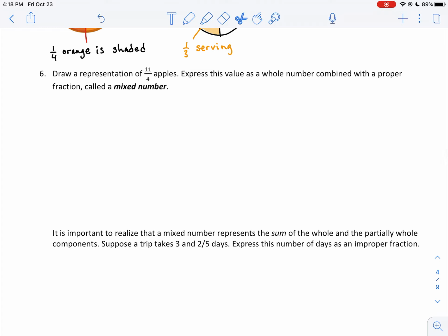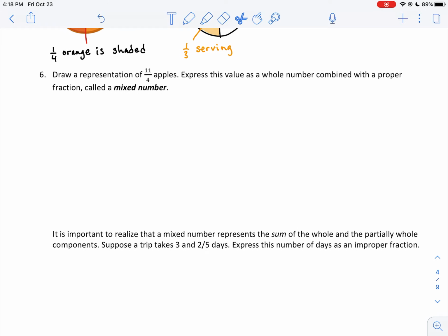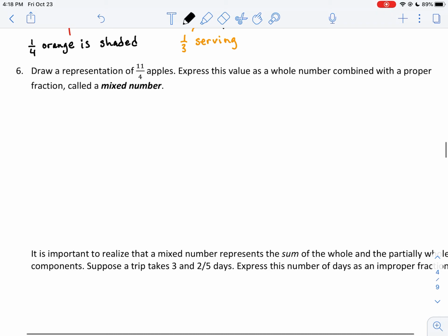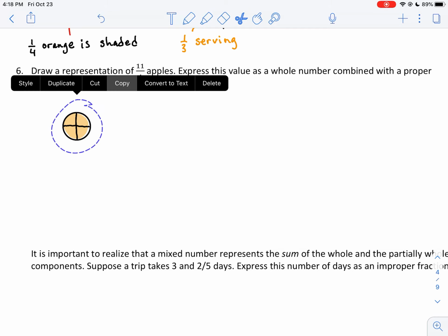Draw a representation of 11/4 apples. Okay, so since apples are round, let's go ahead and just do the round apples in 11/4. So here's one apple to represent. I'm going to break it into fourths and shade in. There's 4/4 shaded, and we want 11/4 total, so I'm going to have to copy and paste this.